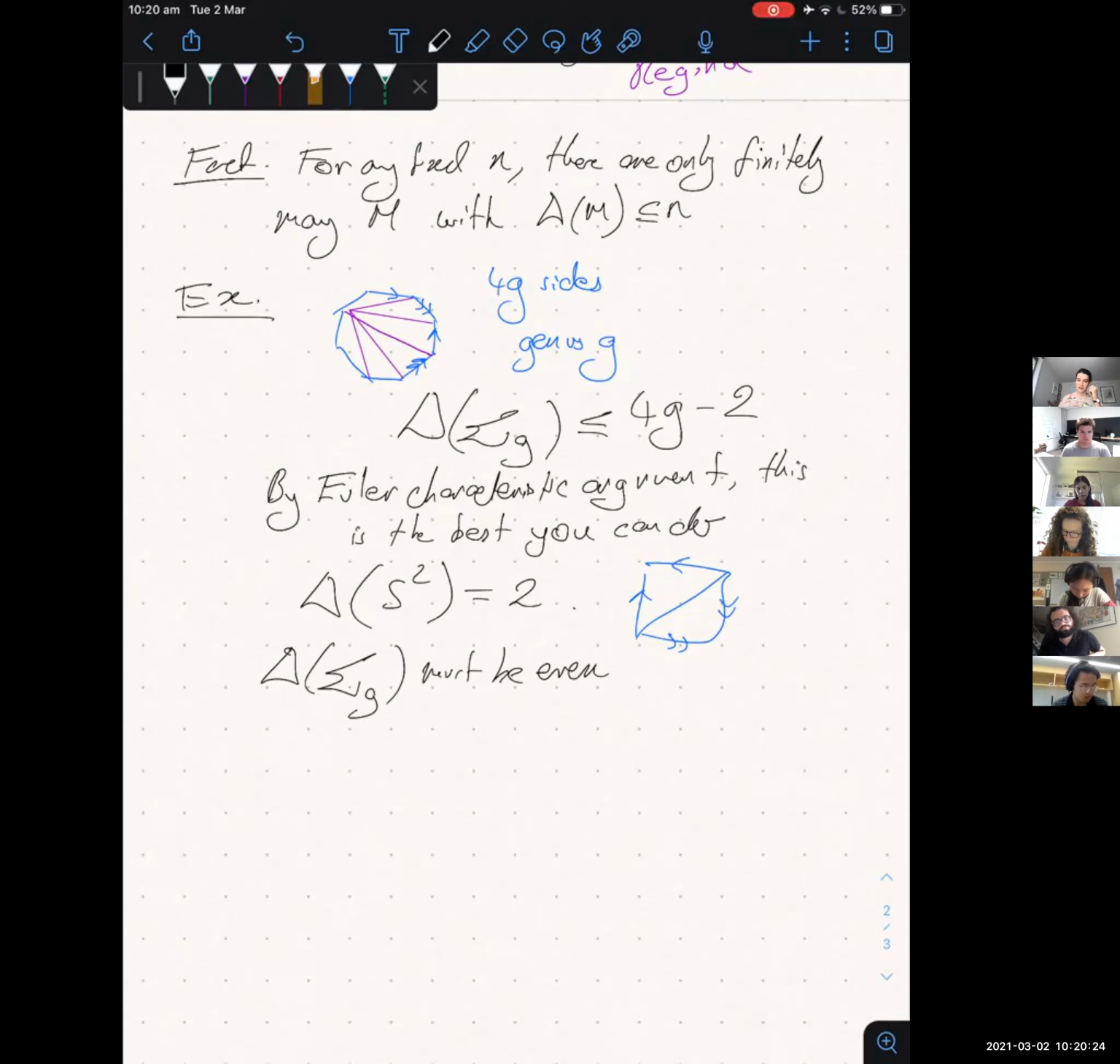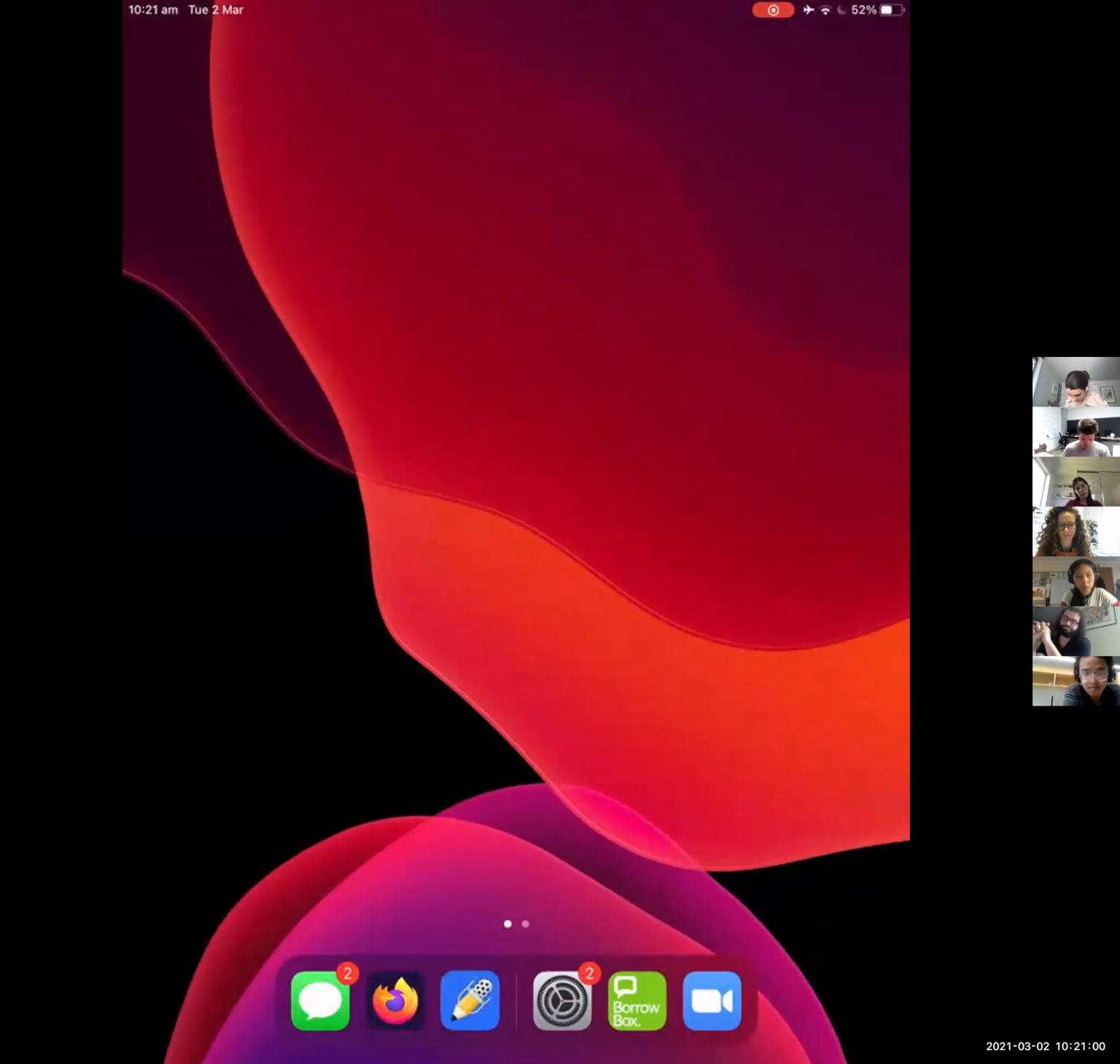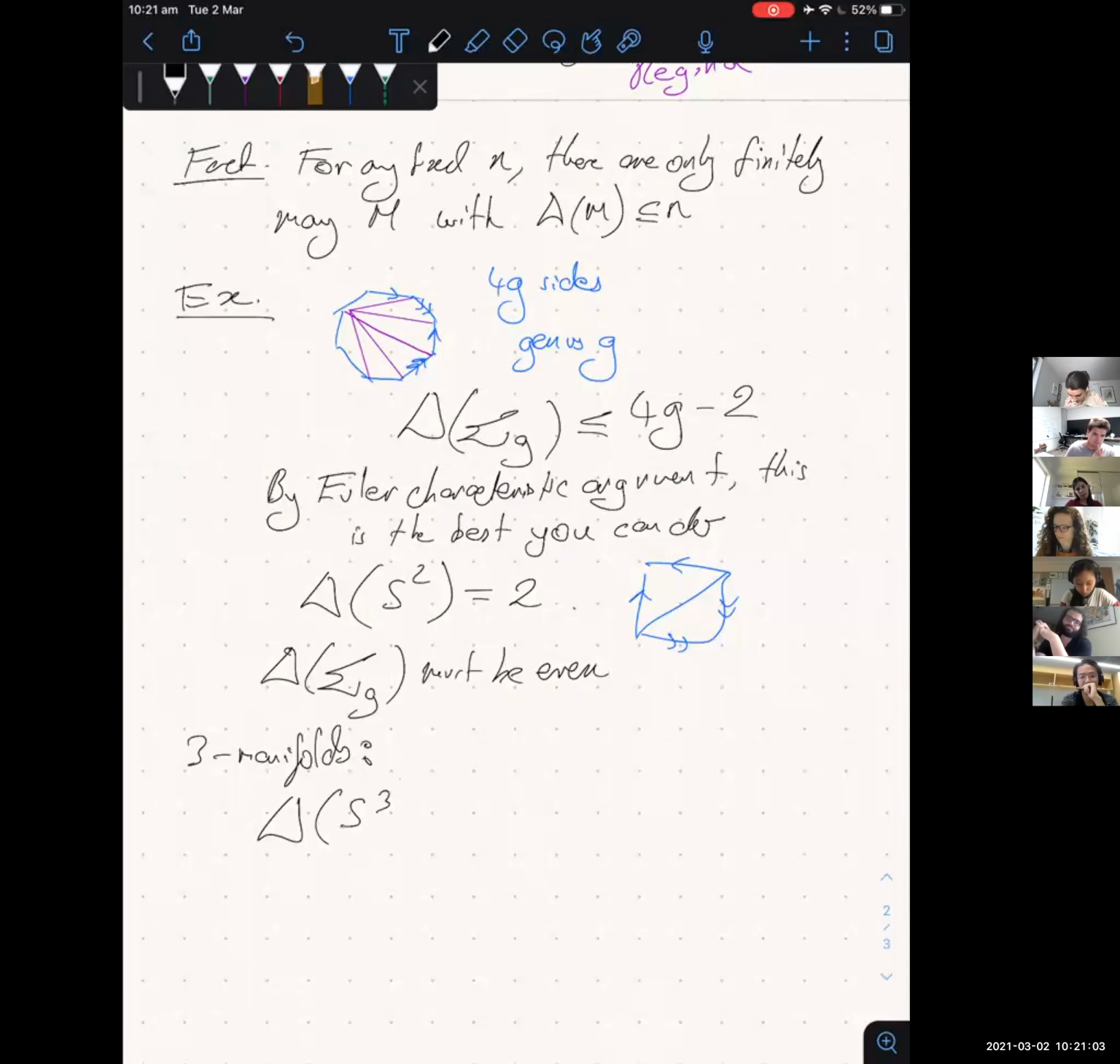But as in so many stories, in the 3-manifold case, life gets harder or more interesting, depending on how you look at it. In 3-manifolds, I certainly can't give you a classification like this. I'd be pretty interested if anyone could. But I can tell you the triangulation complexities of 2 particular 3-manifolds that I like, mostly because they're both 1, and we know it's got to be at least 1. So that's really easy. So 3-manifolds. So what do we get? The triangulation complexity of the 3-sphere is equal to 1.